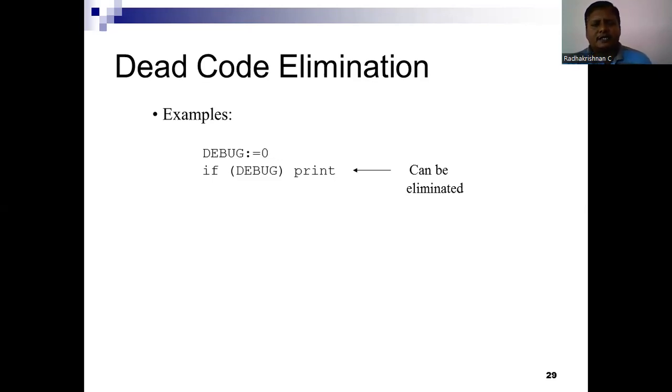Here, debug = 0; if (debug) print. The debug value will be assigned 0. So the if condition is false, and automatically the particular print statement is never executed. That particular type of code we need to remove, which means the code will be optimized in a very effective manner.